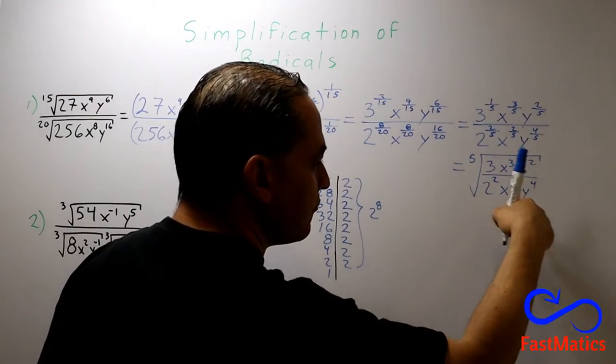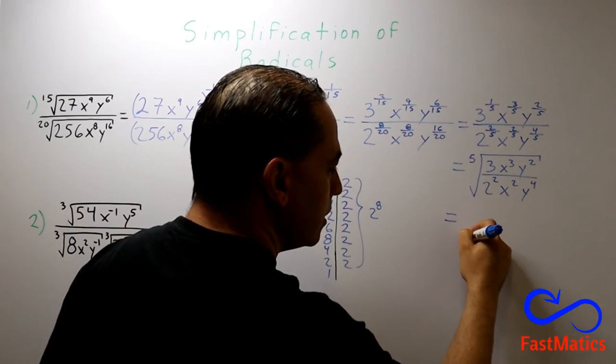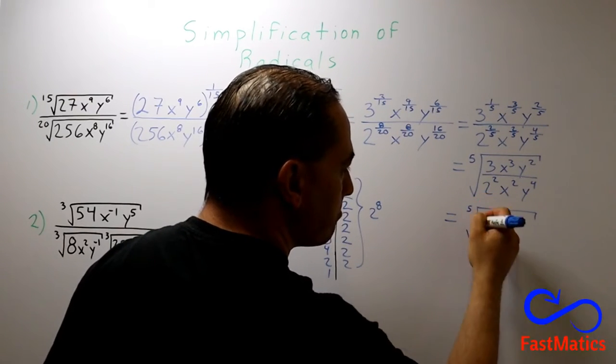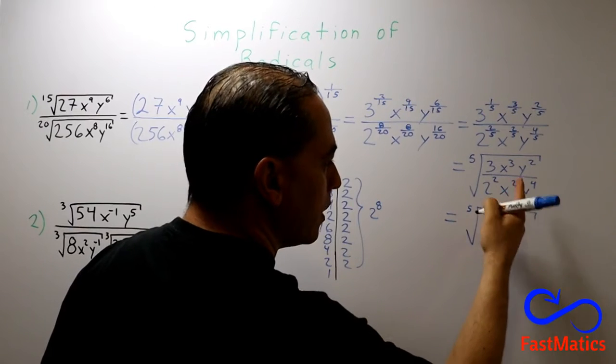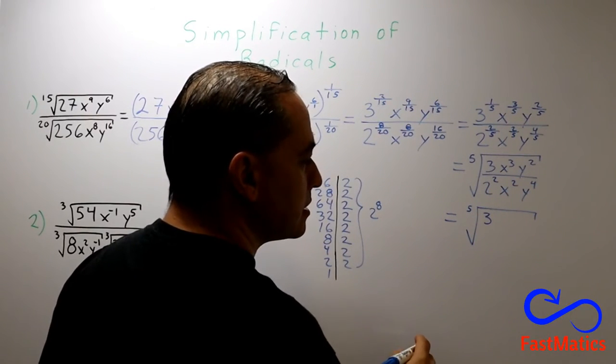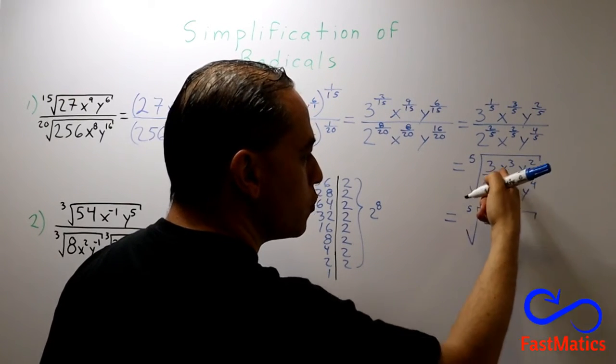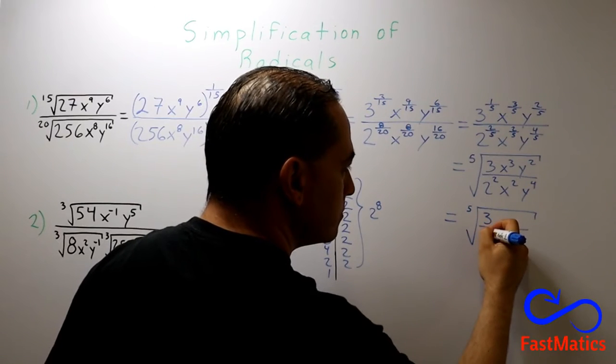Finally, we're going to simplify those factors and we write, well, 3, we leave it like that. 2 squared is 4.